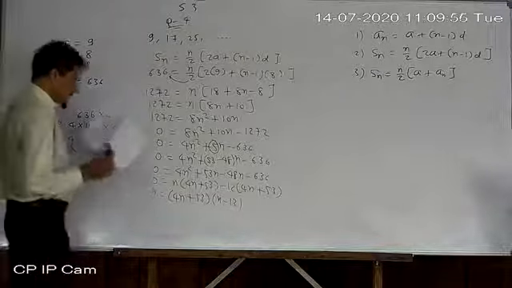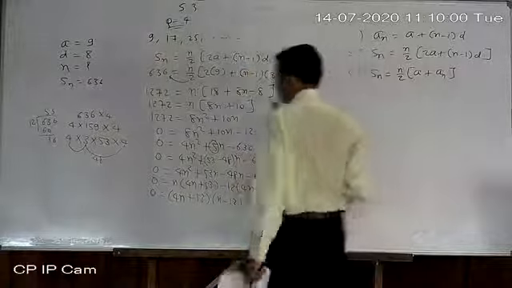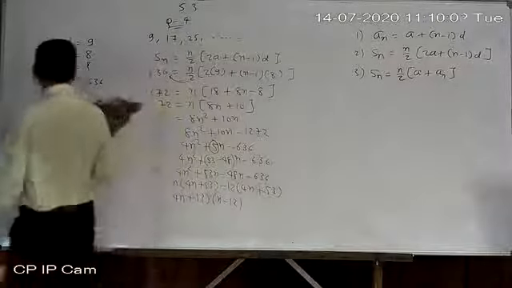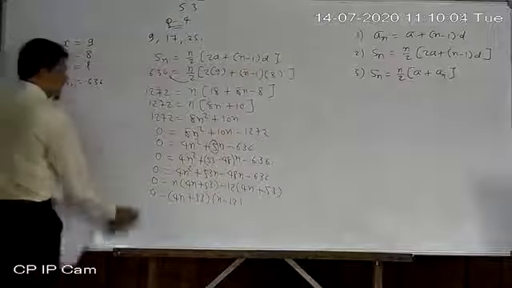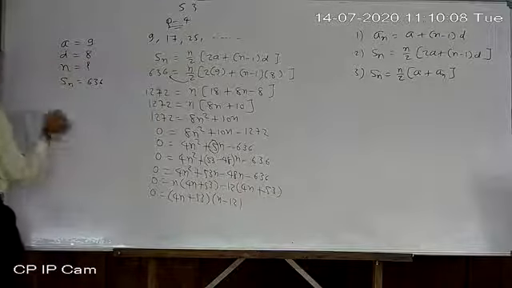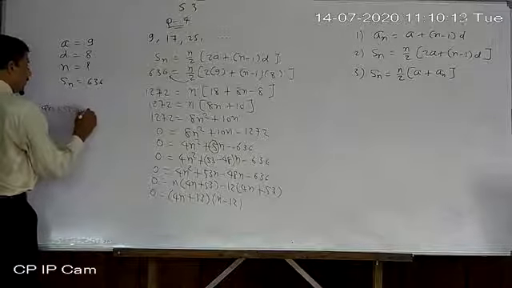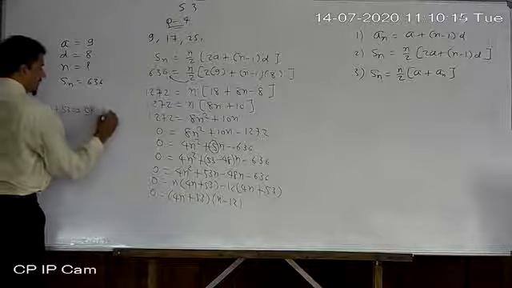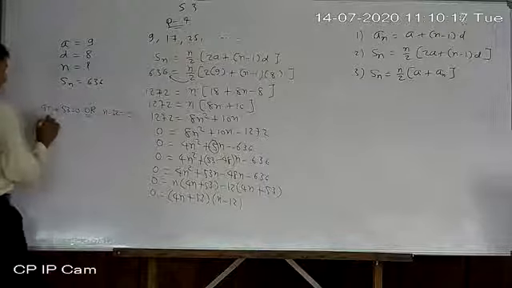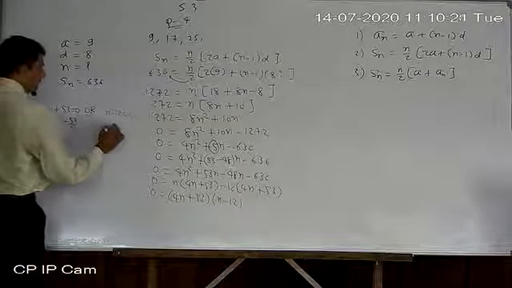So two factors we got. After getting two factors, we can compare individually with 0. Why? A product being 0 is possible whenever any one factor is 0. So either the first one is 0 or the second one is 0. So you will get n equal to minus 53 by 4, and here n equal to 12.